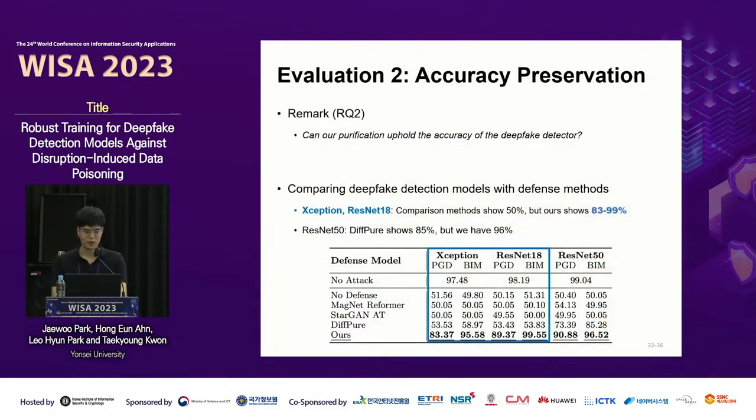Second, we show the experimental results about accuracy preservation. Looking at the Xception model and the ResNet 18 model, the existing defense performs similarly to the unprotected model, but our defense has only a small drop in detection rate compared with no attack. The ResNet 50 model also performs well against the existing defense with 73 to 85%. However, our defense technique shows 90 to 96%, which is much better.